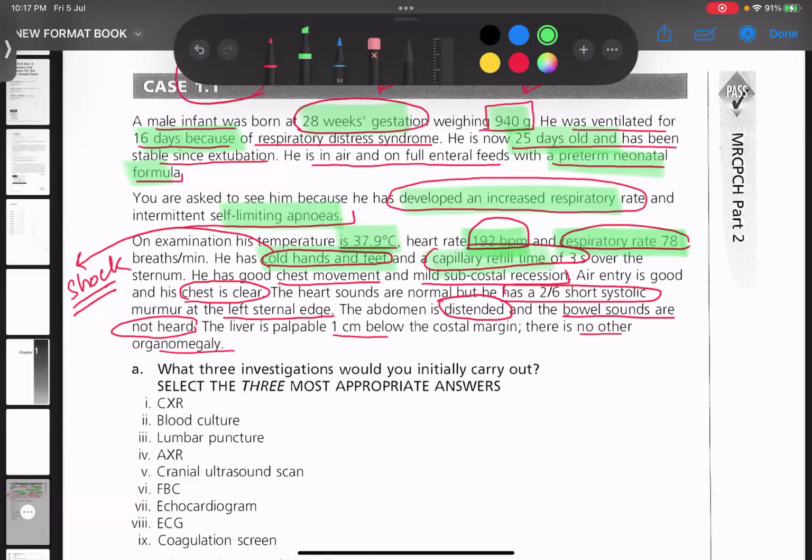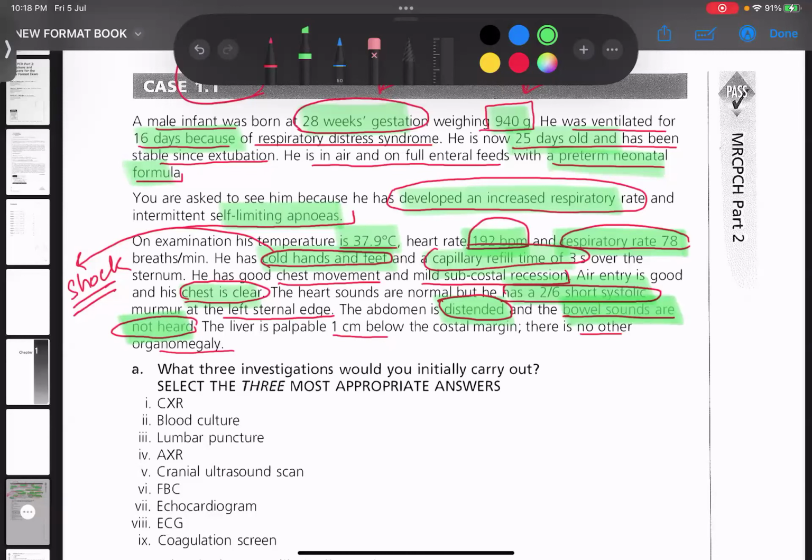Along with that, capillary refill time is on the borderline, 3 seconds. Good chest movement, subcostal recession, chest is clear. So there is no respiratory problem. When they say chest is clear, we can exclude a respiratory problem. But he has a low grade murmur here, 2/6 only. That means no thrill. It's a murmur, it's audible, and there is no thrill. So 2/6 short systolic murmur on the left sternal edge. The abdomen is distended. Along with that, the bowel sounds are not heard.